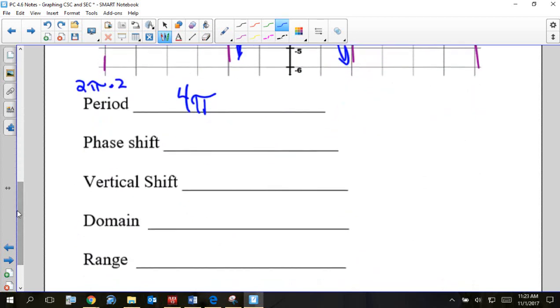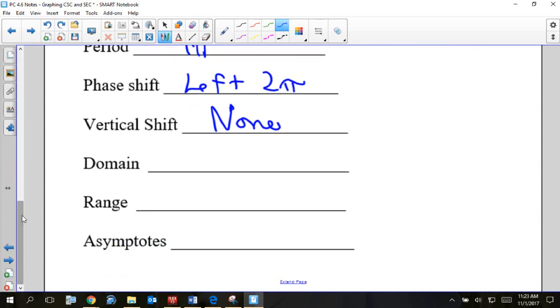Phase shift is left or right. Where'd it go? Left 2 pi. Vertical shift, up or down? None. Domain and range I'm going to come back to in just one moment. Let's do our asymptotes first.